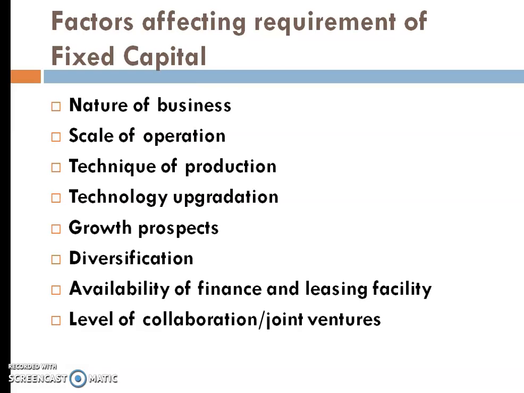Now we will discuss what are the factors which affect the requirement of fixed capital. So the first factor is nature of business. The nature of business has a great impact on the requirement of fixed capital. For example, a manufacturing organization requires higher investment in fixed capital as compared to a trading concern. Why? A manufacturing company would require plant, machinery, etc., but a trading concern would not require that. So nature of business also affects the requirement of fixed capital.